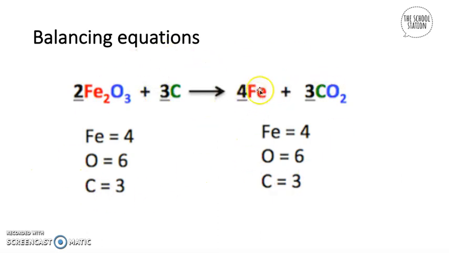And for the products, we just add a 4 in front of the iron, and that's going to turn it into 4 atoms of iron. And then over here we should have added a 3 just to make it 3 carbon atoms, and 3 times 2 is 6, and that's going to be 6 oxygen atoms. And as you can see, if we compare the iron, both of them are 4, so that's balanced. If we compare oxygen, both of them are balanced. If we compare carbon, both of them are balanced. So therefore we now know that this equation is balanced.